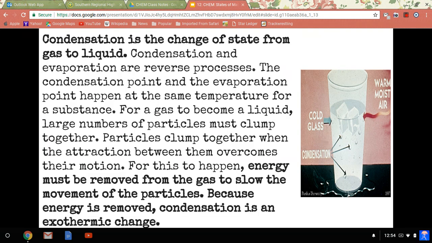All right, up next we have condensation. So this is the reverse of evaporation. It's the change of state from a gas to a liquid. So these, just like the freezing point and melting point, happen at the same temperature for a substance as well. So energy has to be removed for condensation to happen. So you're going from the gas state to the liquid state. You need to slow those particles down, make them clump together. Because you're slowing them down and making them clump together, heat and energy are exiting, so it's an exothermic process.